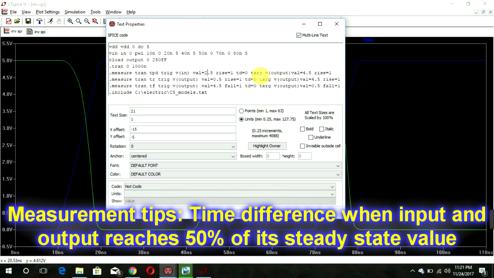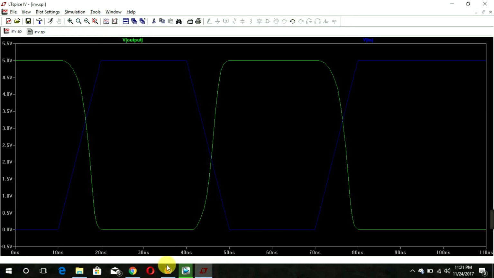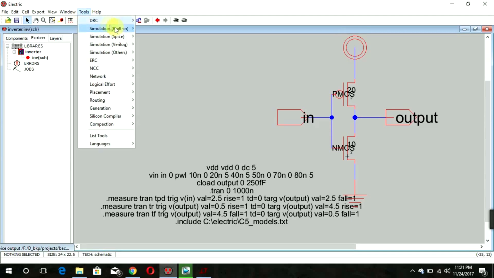TD 0, then target. We are targeting V output. It's already there, V output. Then value, I want it to be 2.5 and my output is falling down, so I'm going to write here fall. Be careful with this statement over here. It might be a little confusing. I want you all to be very thorough with this concept: where we have to use rise and where we have to use fall, and the value and the node. Be thorough with this and we'll simulate it now.